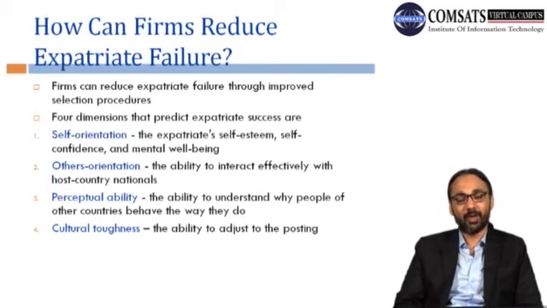How can firms reduce expatriate failure? There are several steps, 4 dimensions which, if they work on them, can reduce expatriate failure. The 4 dimensions that predict expatriate success are self-orientation, other orientation, perceptual ability, and cultural toughness. These are the 4 dimensions the firms can work on, and through these 4 elements, the firm can reduce expatriate failure through improved selection procedures.